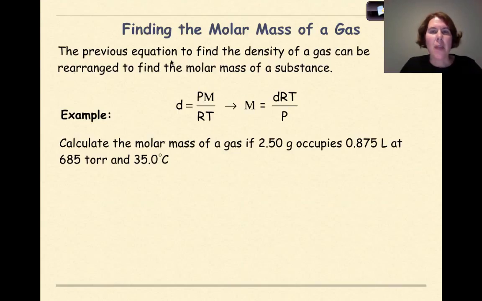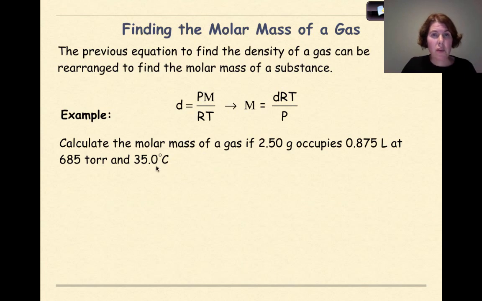a gas. Now remember, yesterday we were talking about the density formula in terms of gases. So if we look at your notes, it says the previous equation to find the density of a gas can be rearranged to find the molar mass of a substance. So really all we did here was take density equals pressure times molar mass divided by the gas constant and the temperature in Kelvin, and we just switched it around so we isolated molar mass by itself. And then we have equals density, your appropriate gas constant, temperature in Kelvin, divided by pressure.